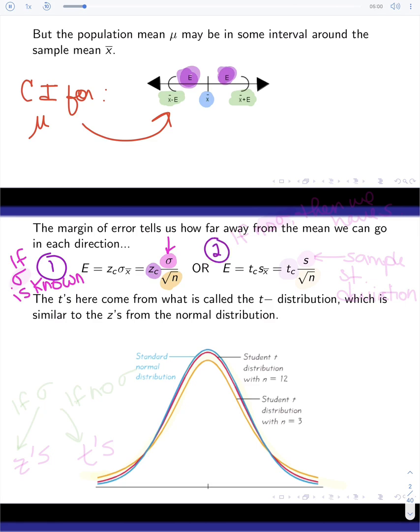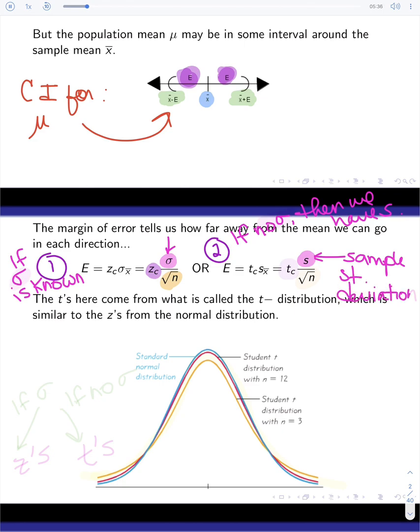Well, they still are going to give us a standard deviation. It just won't be the population standard deviation. So if it's not a population standard deviation, it will be a sample standard deviation. So it'll be an S. So if we don't have sigma, then we'll have S, and we'll use this second formula. And remember, S stands for your sample standard deviation.